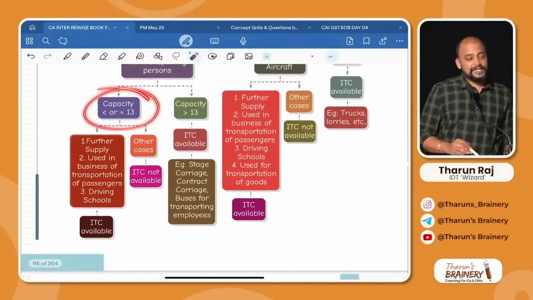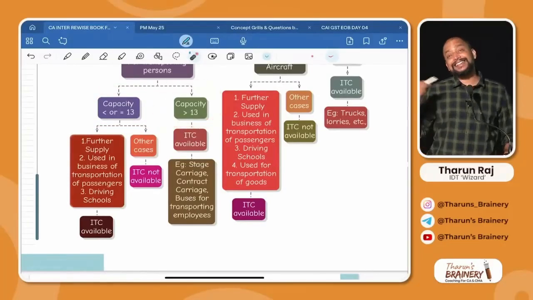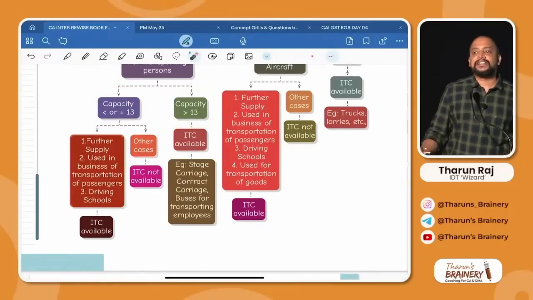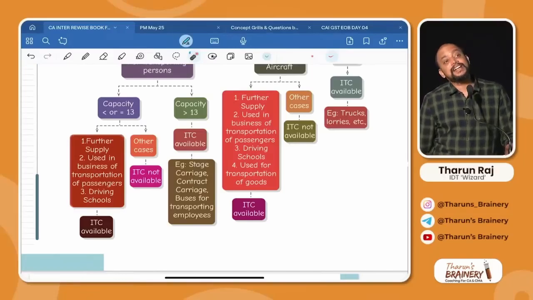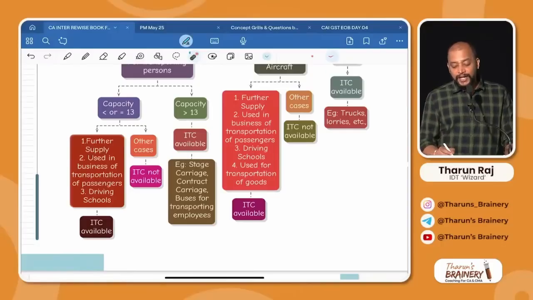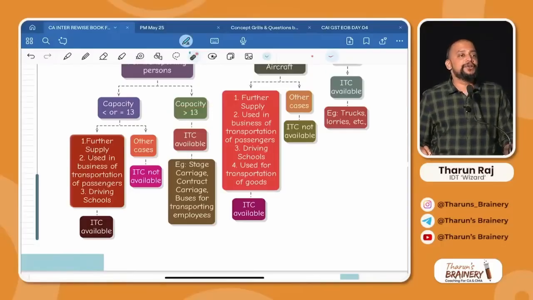Next. For transportation of persons, it is again divided into 2. Capacity does not exceed 13, and capacity exceeds 13. When capacity exceeds 13, definitely no one will use it for business and personal purpose mixed. Capacity exceeds 13 means what? Buses, correct? While doing capacity, do we need to include the driver seat?